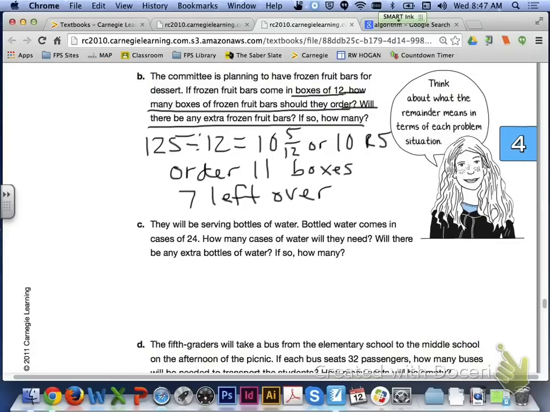Let's take a look at letter B. The frozen fruit bars come in boxes of 12. How many boxes should they order? Will there be any extra, and if so, how many? So your division problem should be 125 divided by 12. That's going to give you 10 and 5/12, or 10 remainder 5. You want to make sure that you order 11 boxes, and when you order 11 boxes, there will be 7 fruit bars that are left over.